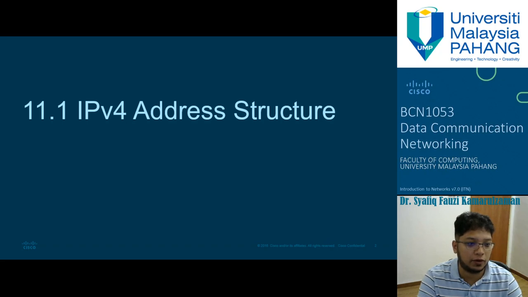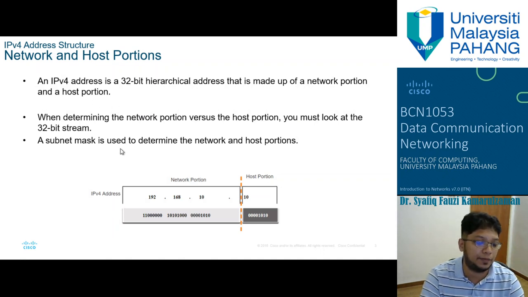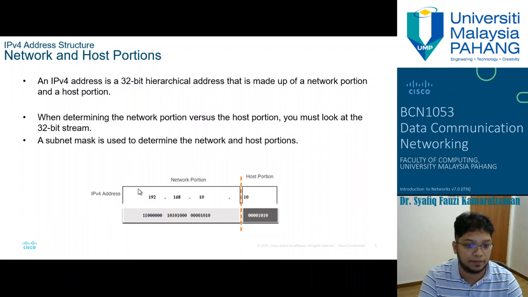The IPv4 address is a logical address that you have inside your computer in order to access a certain network. Within an IP address, you usually see four sets of numbers, like 192.168.10.10. These four sets of numbers represent a 32-bit hierarchical address made out of the network portion and the host portion. The network portion determines which network your PC is in, and the host portion determines which PC you use within the network.